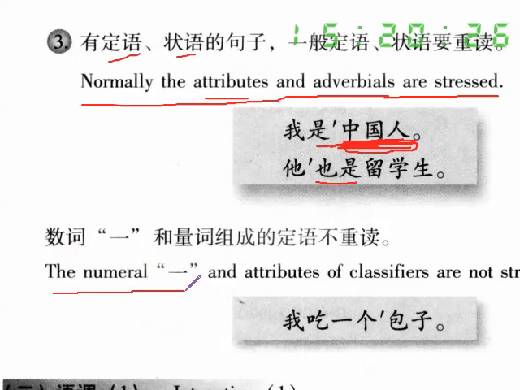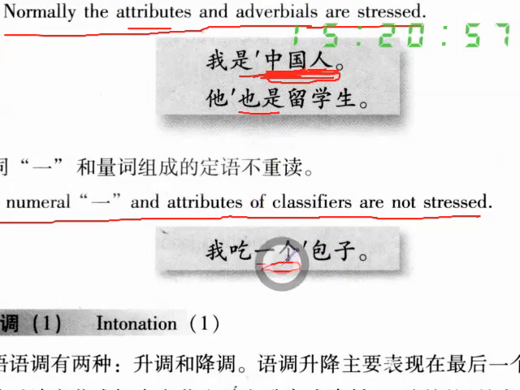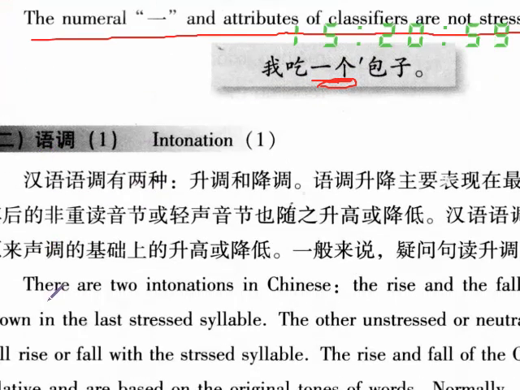Okay, number and the attributes of this classifier are not stressed. 我吃一个 so not stressed. This is unnecessary to stress. 我吃一个包子, here 包子 object is stressed. This is not stressed, no need. Okay.